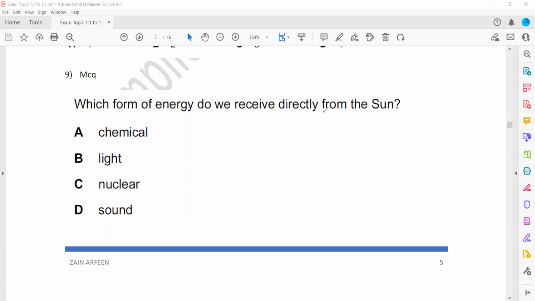Which form of energy do we receive directly from the sun? We receive light energy. On the sun, there is a nuclear reaction. That nuclear energy produces heat and light. But the question is not how the sun is producing energy. The question is what we receive from the sun. So we receive light and heat energy. Heat is not given here, so the only option is light.